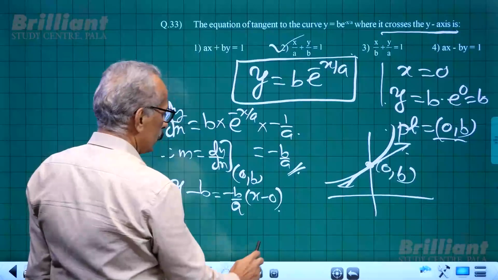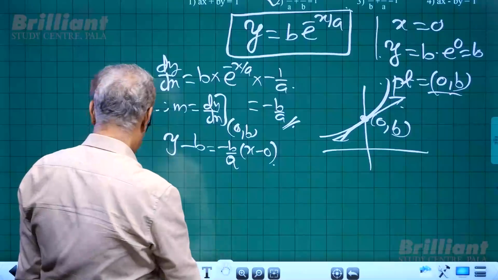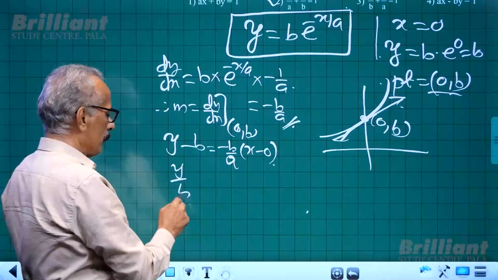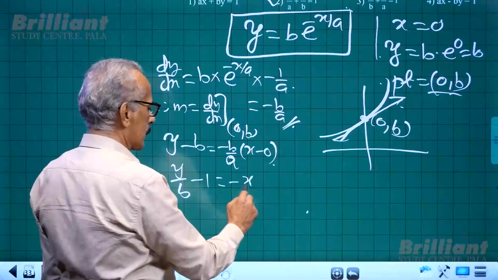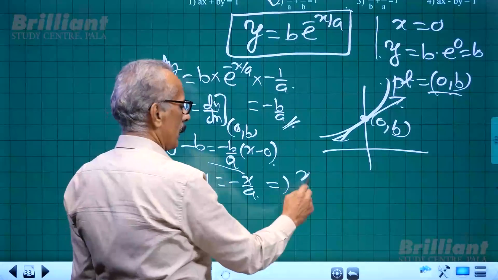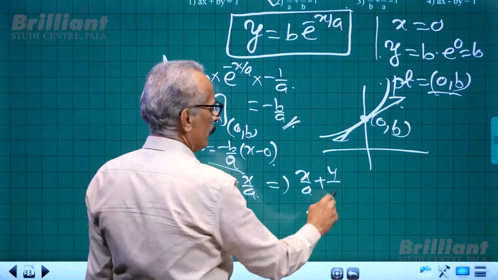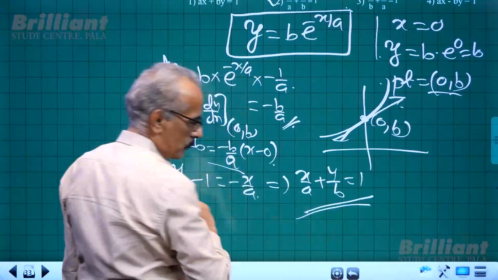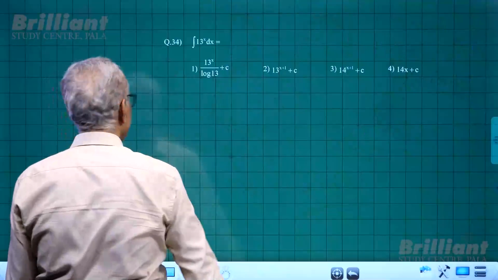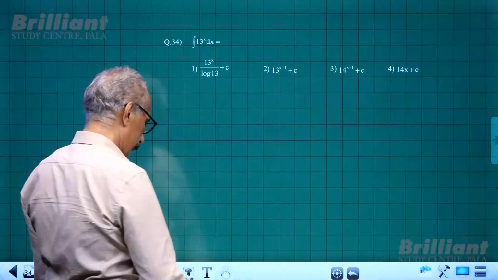What do you do? You just take this b to the left side. So it will become y by b minus 1 equal to minus x by a. Look, this transfer, what do you get there? x by a plus y by b equal to 1. Your answer. x by a plus y by b equal to 1. On to the next question.